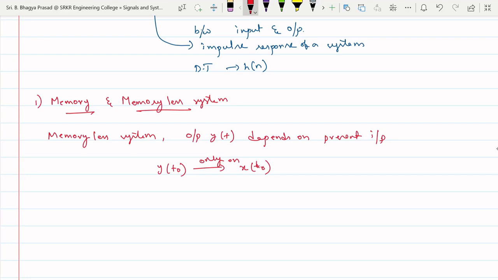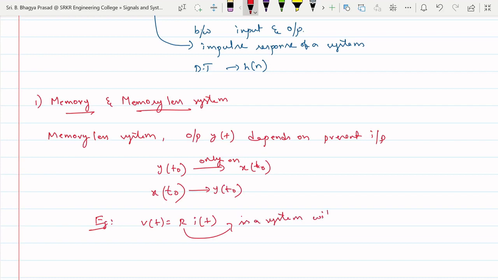This indicates that at the current instant of time t naught, we are getting an output y of t naught, simply x of t naught. For example, you can take a resistor, that is v of t equal to R into I of t. This is the voltage across the resistor, and I of t is the current passing through it. So a resistor is a system with no memory.